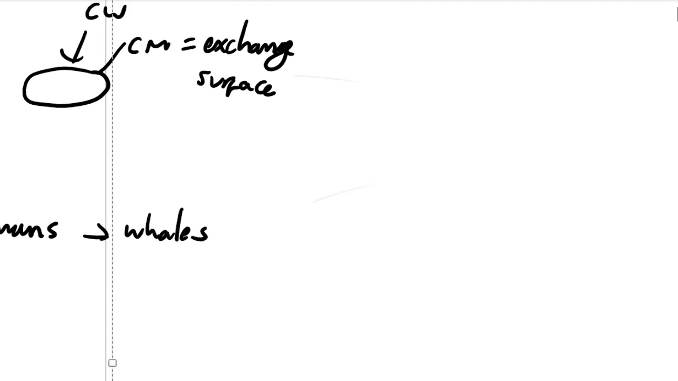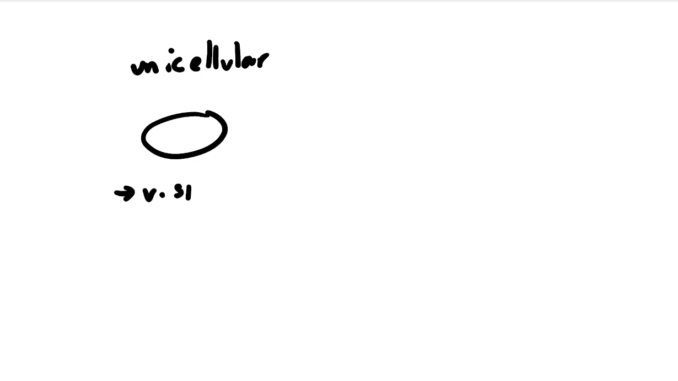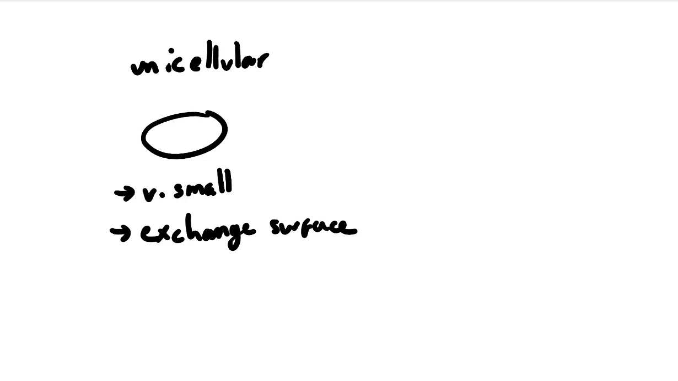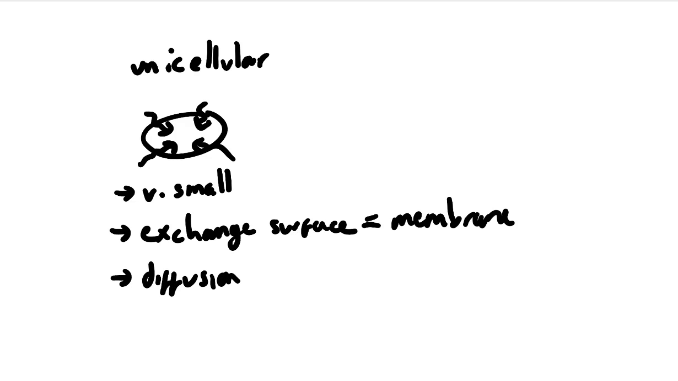Now the reason for that is, right, in a unicellular organism, like for example a bacteria, they're very small, so their exchange surface is their membrane. Now that's fine because they can rely on diffusion to get everything they need. Okay, so for them, diffusion is okay. They can get everything they need.